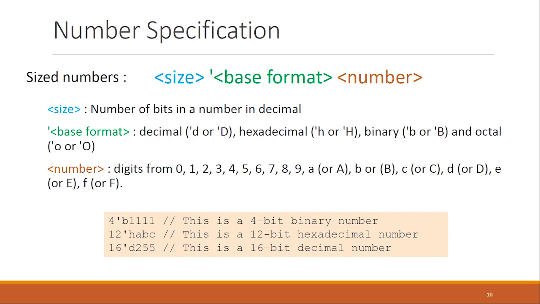And in the third example, we have specified a 16-bit decimal number. The first part of that number is the size of the number, 16 bits. So we have included 16 there, and apostrophe D is there to specify the base format to be used. It's decimal, and 255 is there as the real number we want to enter. So that's it. I hope it was clear.